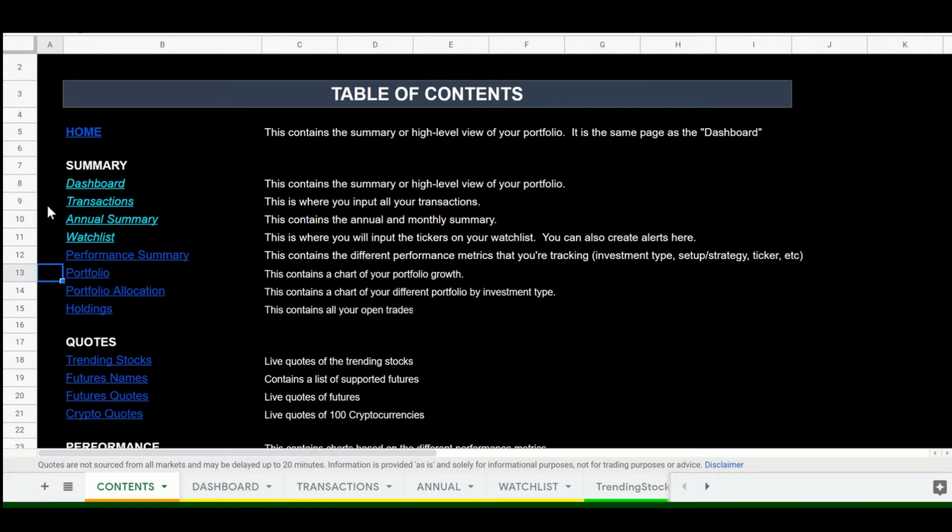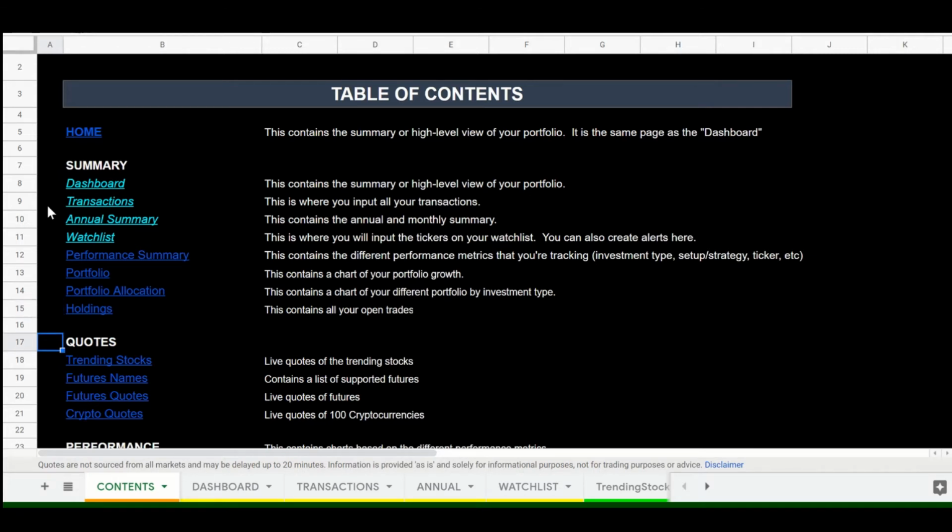Now, portfolio is your portfolio growth, your allocation, whatever open positions you have, and this is in terms of whether you trade stocks, investment type, stocks, options, futures, or crypto. Holdings are all your open positions. Let's say you have Google, you have Tesla, you have Bitcoin, you have Bitcoin Cash, you have ES for futures. You will see all the open positions on holdings.